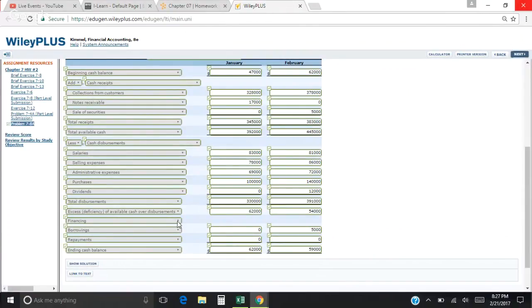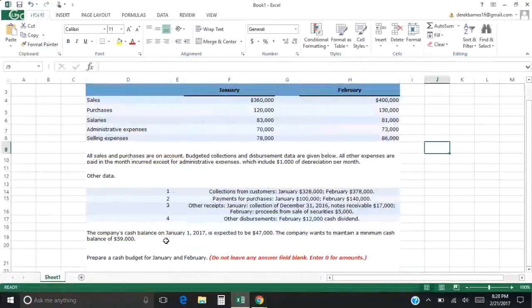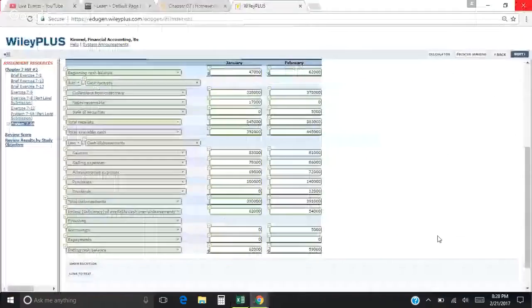Now you go to the financing section, and there's always borrowings and repayments. You can get more technical and add interest into repayments and things like that, as I'm sure we will in the future in this class as well. So for January, it turned out to be 0 because the company wants to maintain a minimum cash balance of $59,000, and we already have reached that at $62,000. So we're not going to borrow, and we're not going to repay any of our debts. I guess we could repay $3,000 of debts, but it doesn't say anything about it, so we're not going to do it.